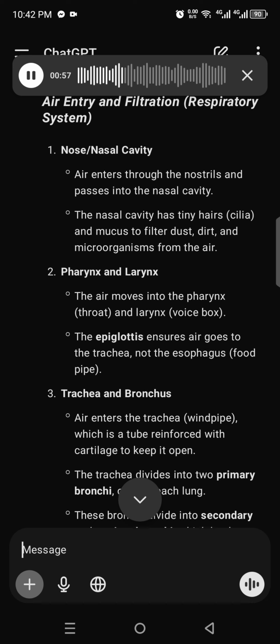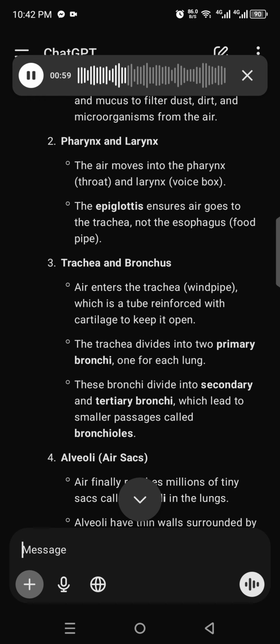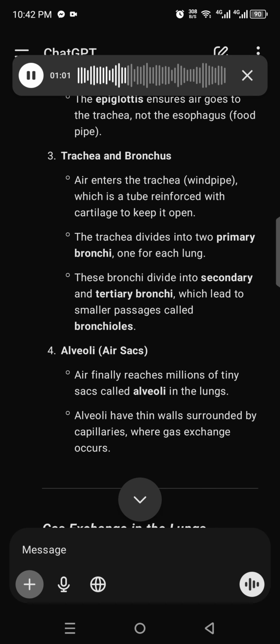4. Alveoli. Air sacs. Air finally reaches millions of tiny sacs called alveoli in the lungs. Alveoli have thin walls surrounded by capillaries where gas exchange occurs.